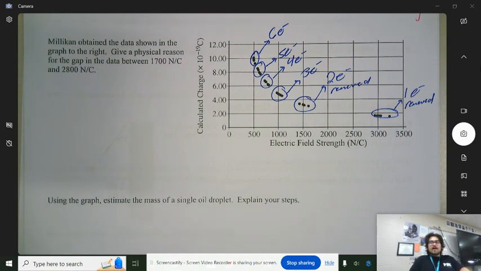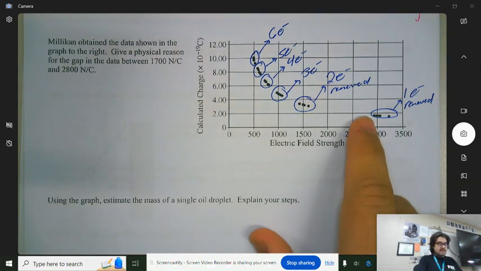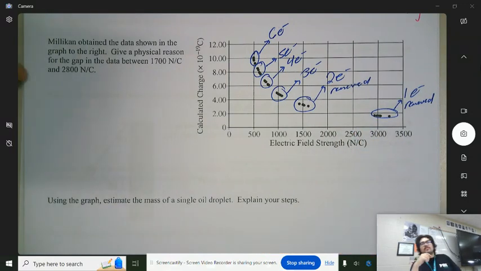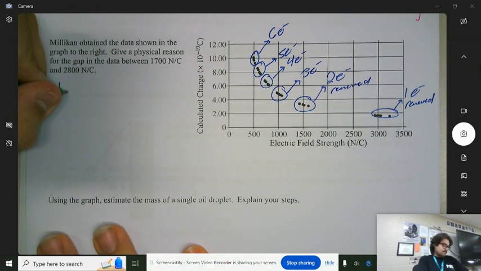But it's important to note, why do we have these gaps? Why is the data not continuous here? Well, you may remember that last lesson we learned about words called continuous and discrete and quantized, right? Charge is quantized, okay?